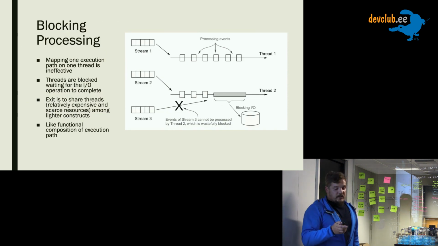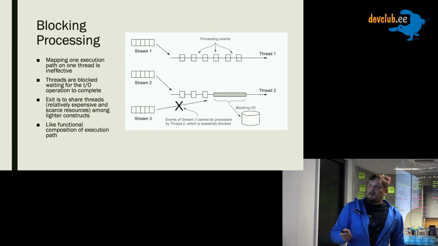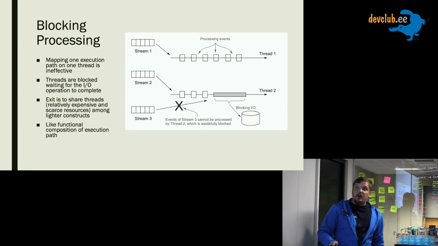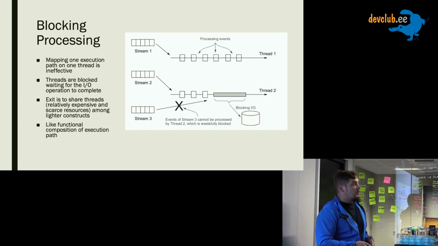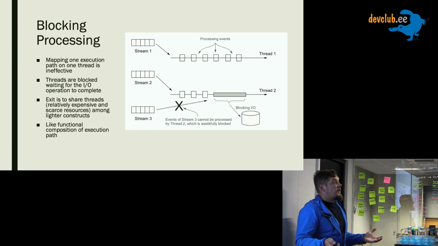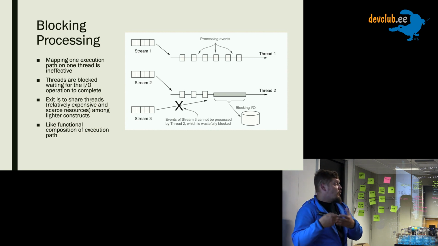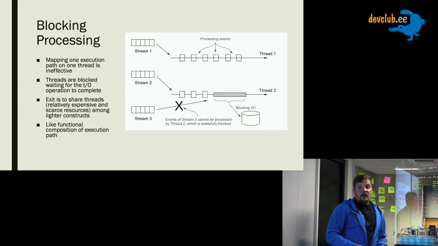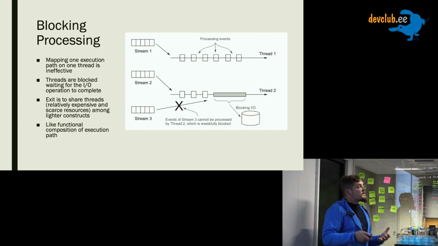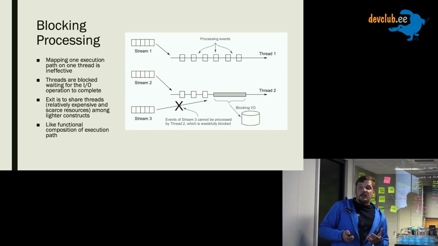The main problem with blocking threads is that if you have a limited number of threads and streams of data which want, for example, to make an external call or have a blocking operation, then every such operation blocks a thread. It means that it will be rescheduled, and you have two ways: add more and more threads and suffer from that, or share those expensive resources, the threads, and process on some lightweight construct, like functional composition of your execution path.